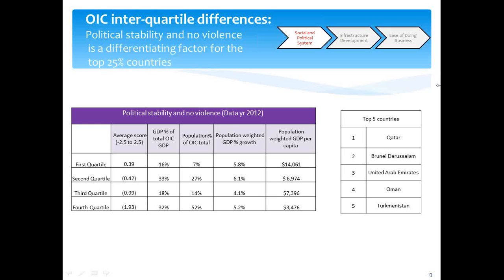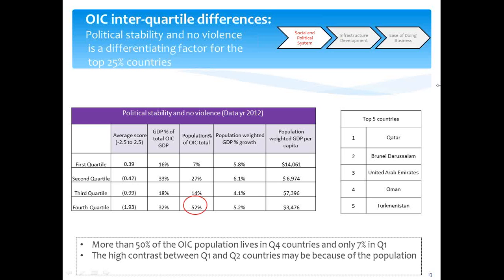This is about political stability. We find that more than 50% of the OIC population lives in the quartile 4 countries. So these countries are the worst of the worst when measured for political stability and no violence. The difference in GDP per capita across the quartiles is also noteworthy.